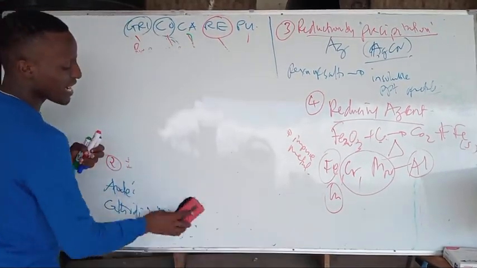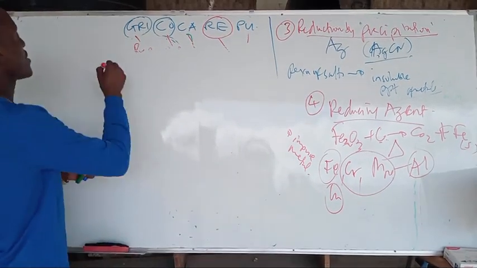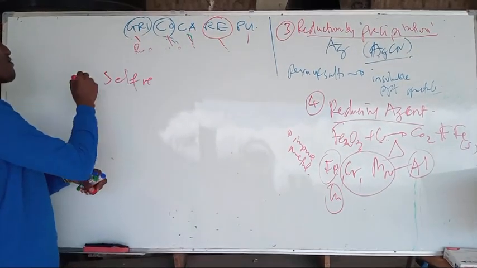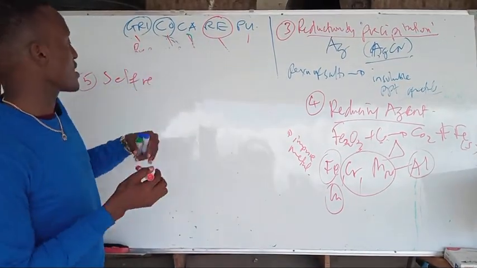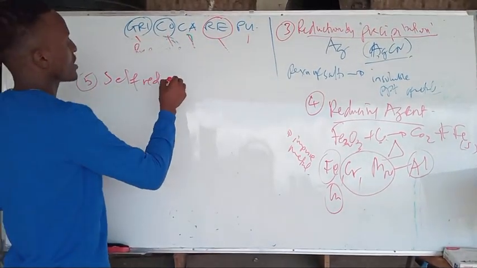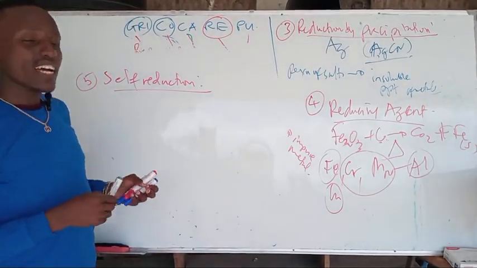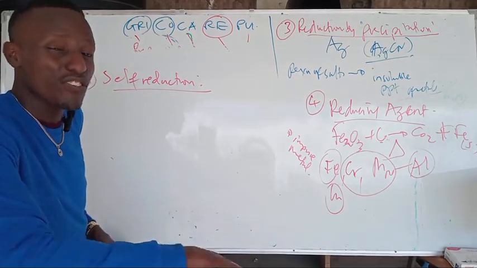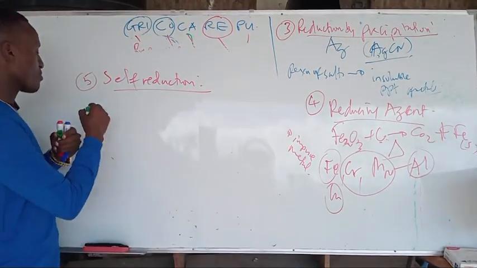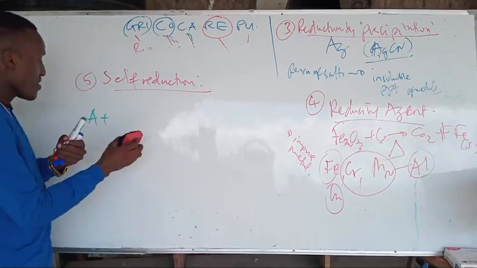Oh, the self-reduction, I've forgotten about the self-reduction, the fifth method. I told you there are 5 methods for the reduction. Speaking about self-reduction, here the product of the same reaction acts as the catalyst for the same reaction. Let me give a real example.